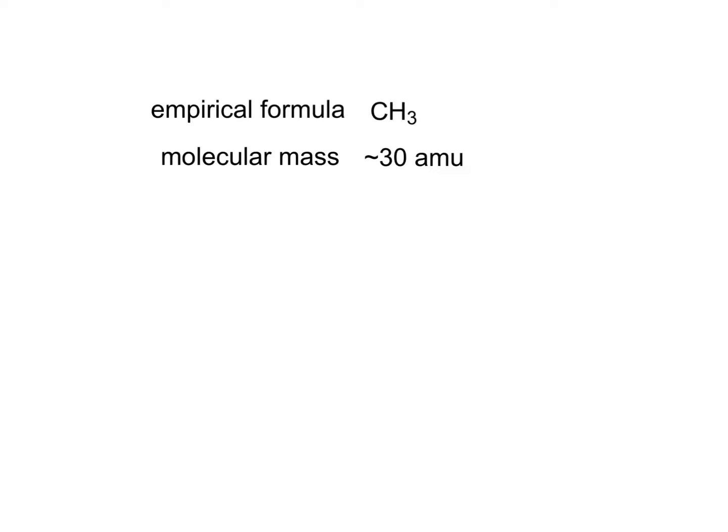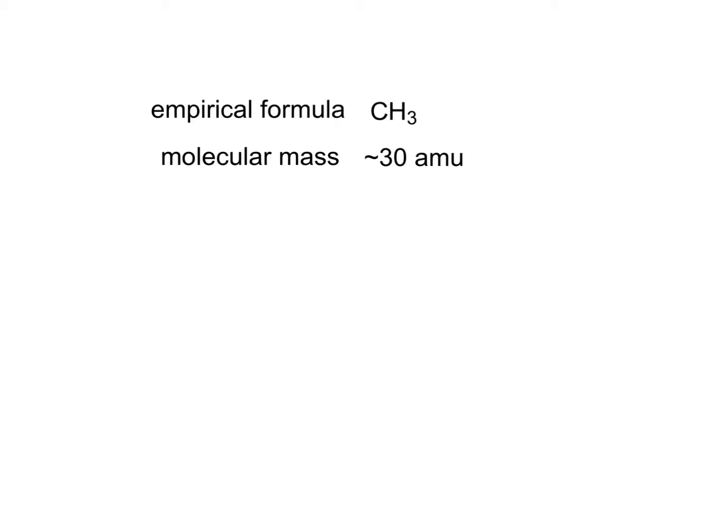So let's look at a problem where we're given an empirical formula, CH3, and an approximate molecular mass, which in this case is 30 AMU. To find out what the chemical formula, or the molecular formula, is, what we want to do is figure out what the empirical formula mass is.